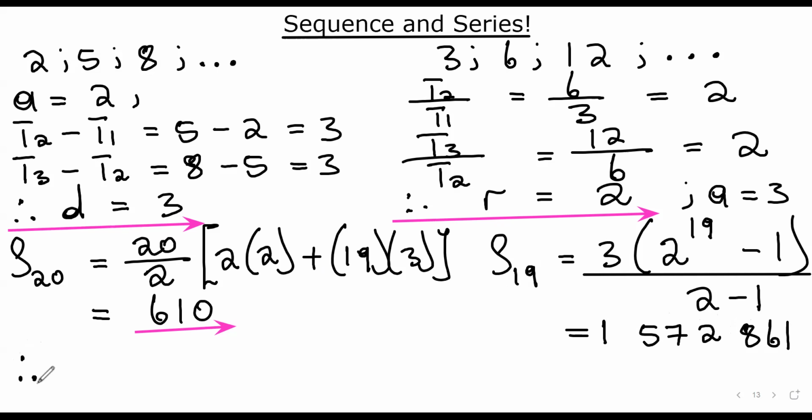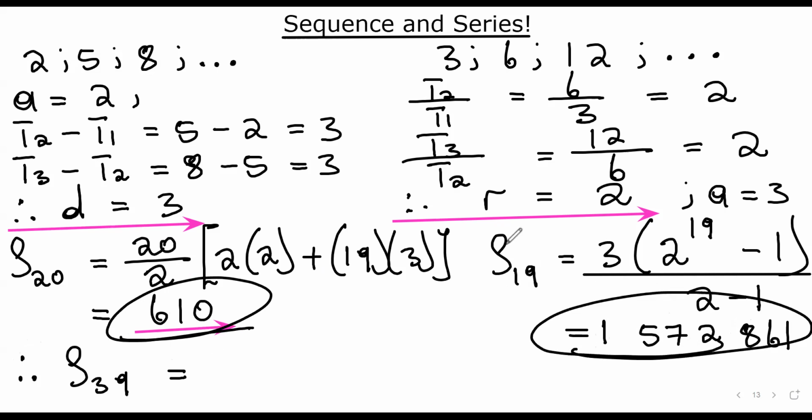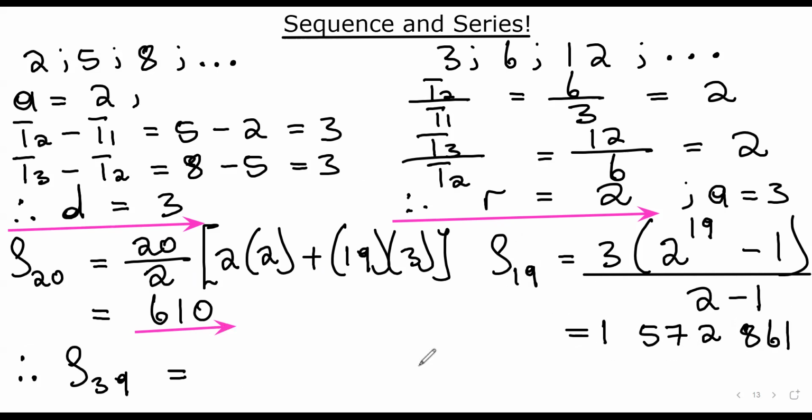Then we can now say, well, therefore, the sum of 39 terms is just going to be the sum of 20 terms for this and the sum of 19 terms for that. And if you add them together, you simply get 1,573,471. So yes, that is how you would find this sum.